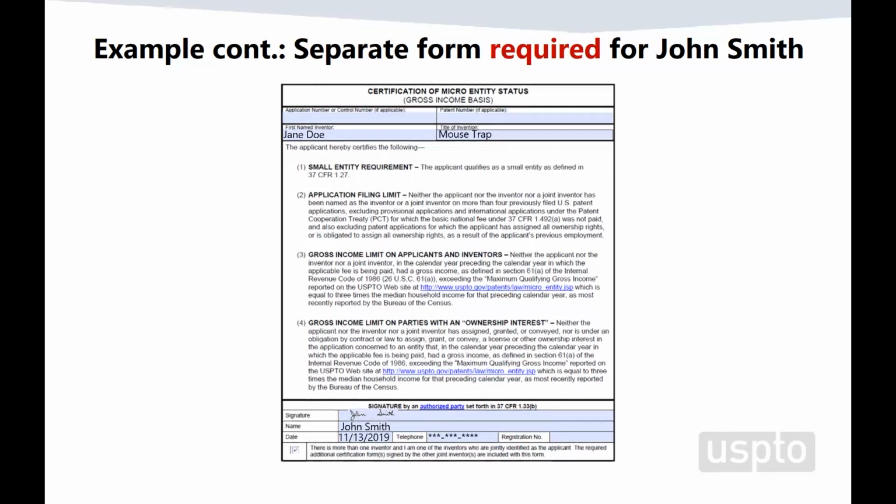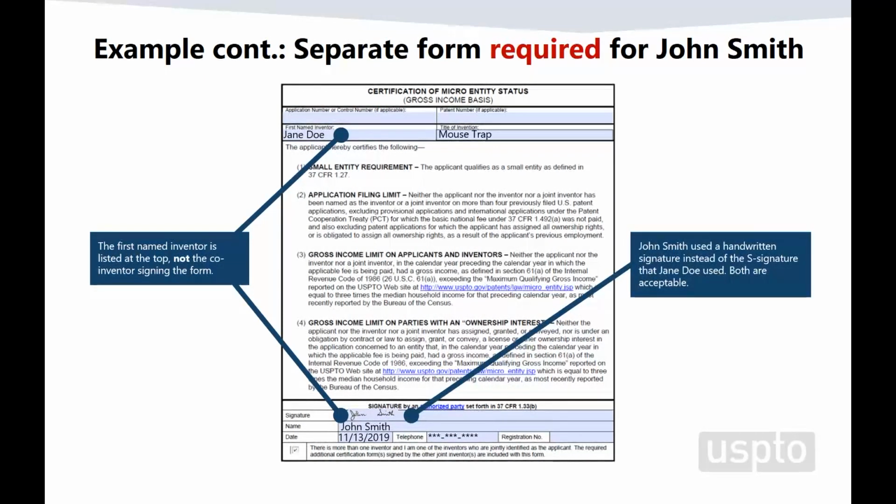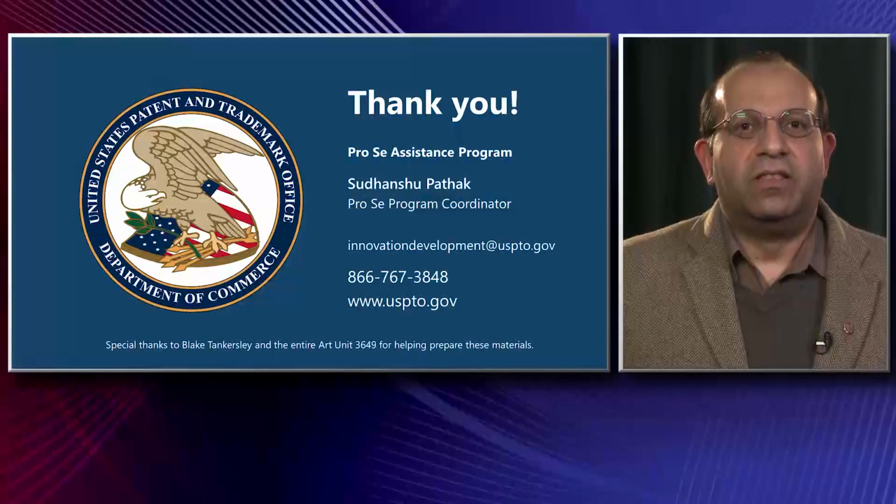And there we go. One thing to note about John Smith's form is that the first named inventor is not the signing inventor, John Smith. This is because Jane Doe is the first named inventor. Also, John Smith signed his form with a handwritten signature instead of an S signature that Jane Doe used. Both are acceptable.